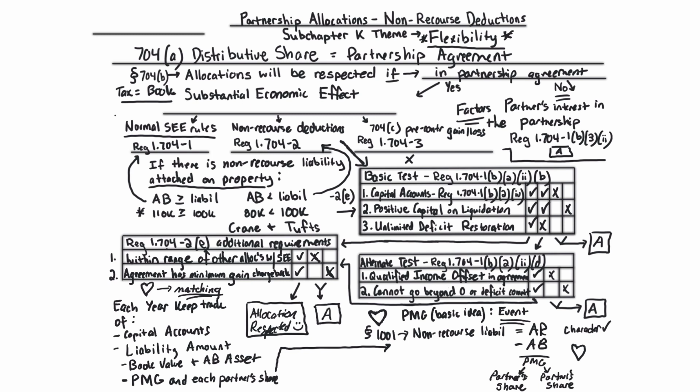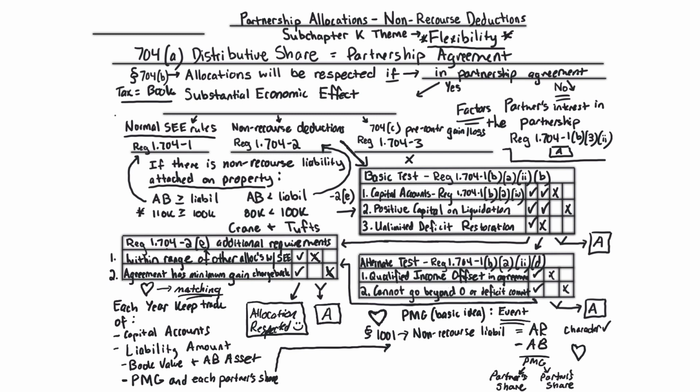A few things I want to mention before we go. Remember, flexibility is the name of the game here. Must be in the partnership agreement. Then we go over substantial economic effect. Now, if it's a non-recourse deduction, and the way you know is that the adjusted basis is less than liability, we cannot meet the normal substantial economic effect rules under Reg 1.704-1. It's just impossible because tax cannot match book because guess what? The lender bears the risk. So then we go through this analysis.